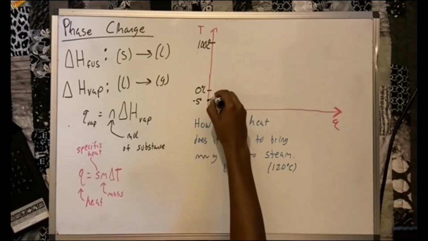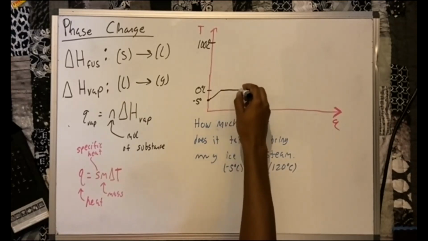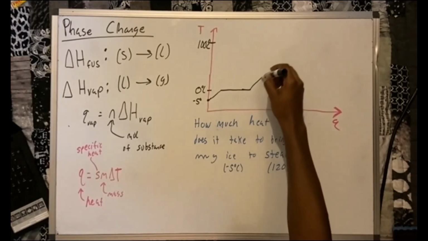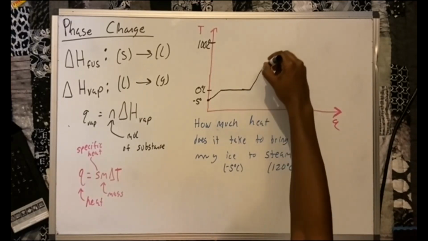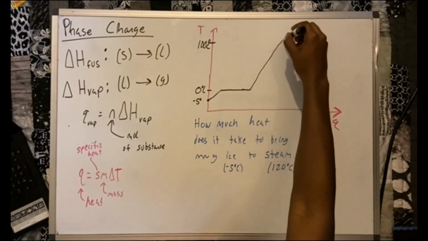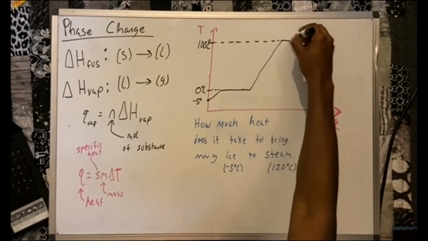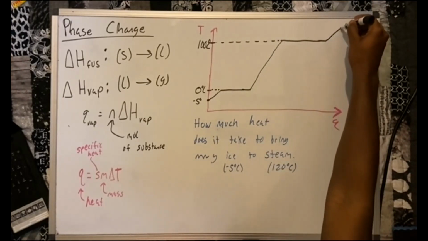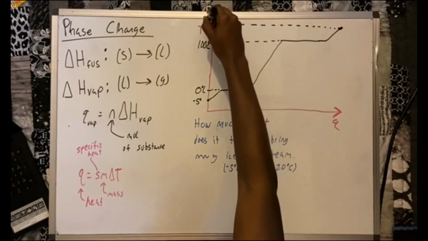So first we would add heat. It would get to 0 degrees Celsius, and then it would stop until it all melted. And then it would heat up again. Well, I guess it should be a little different slope. It would heat up again until it got to 100 degrees Celsius. That's where these are. It would stop until it turned all to gas, and then we would heat it up again until eventually we got to our 120.